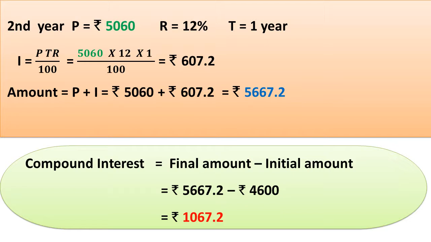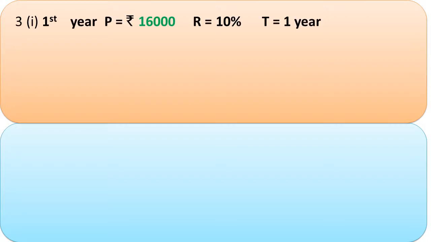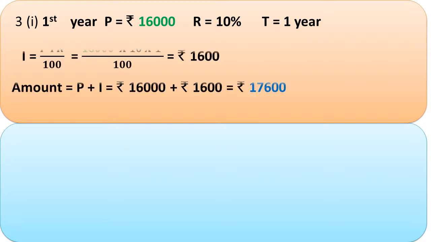So in the third problem, what we have solved, the major difference which you have to note down is the rate of interest changes from first year to second year. And in the sub question 2 also, it is said that rate of interest for the successive years for 3 years will be 10%, 14% and 15% respectively. So we have to consider principal as 16,000 in the first year and rate of interest as 10%. Calculate the interest and the amount to be paid at the end of first year, that is equal to 17,600.